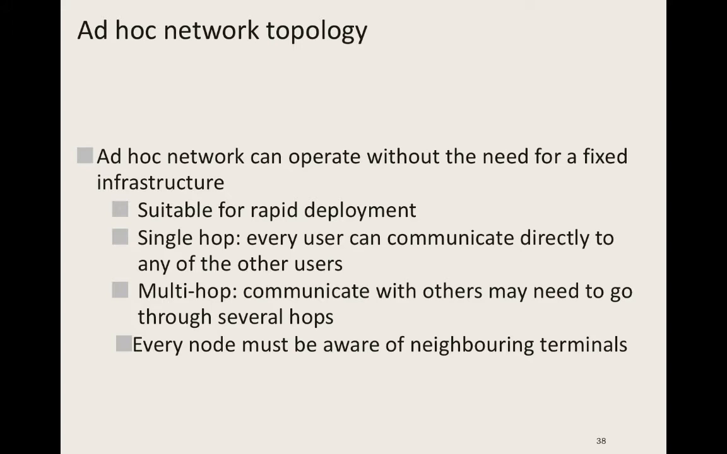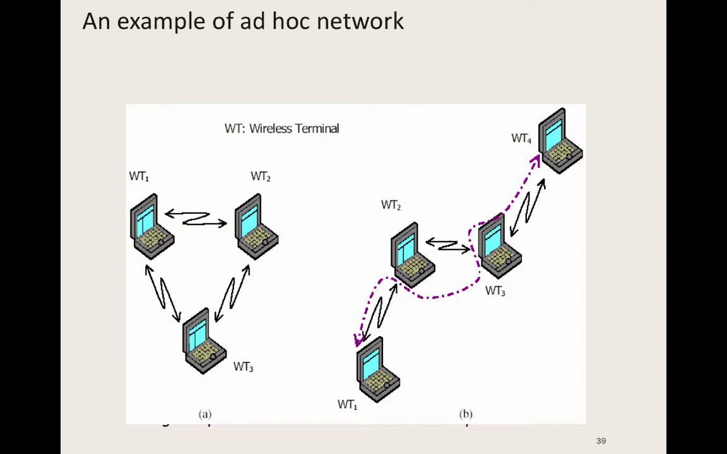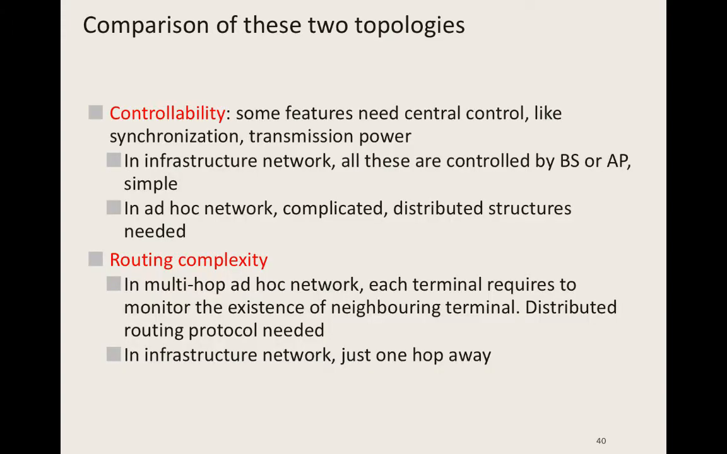Every node must be aware of the neighboring terminals in the ad hoc network. And that's an example of an ad hoc network. The first one, on the left, is a single hop, and this is the multi-hop. So to get from WT1 to 3, it needs to pass 2. But here, it can just connect to each other with one hop.